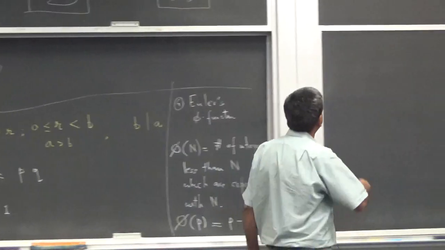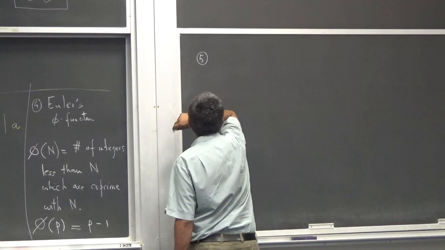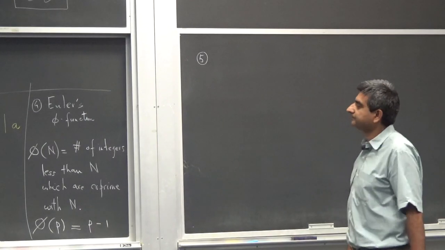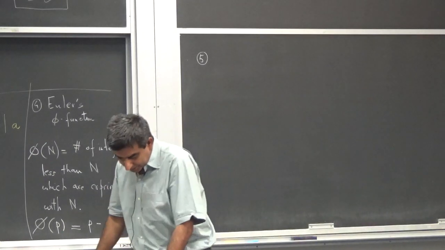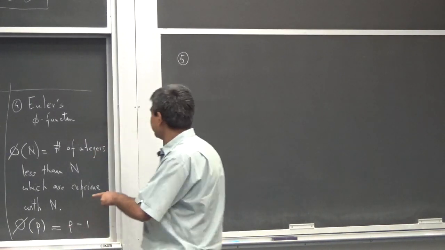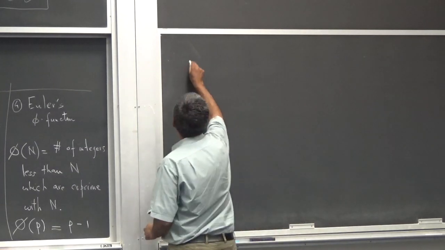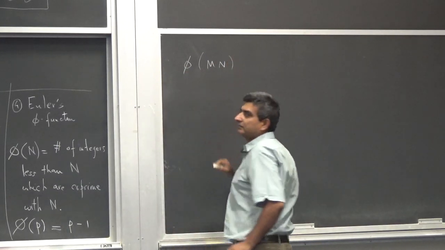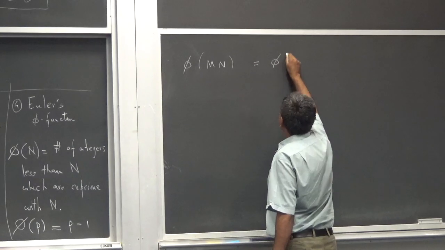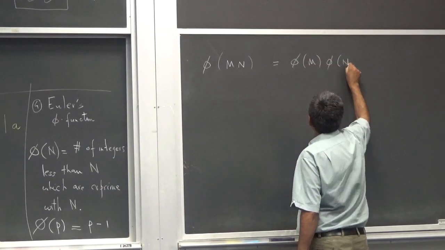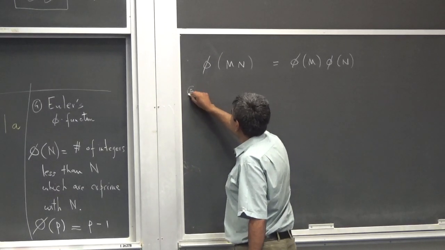So there's another nice result in this Euler's phi function: if I have two numbers m and n, and I take the product of these numbers, the Euler phi function of the product is the product of the Euler phi functions. Okay, and this is really useful for RSA cryptosystems. So you just need to remember these results.